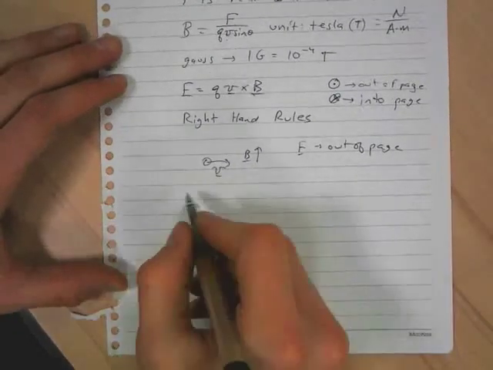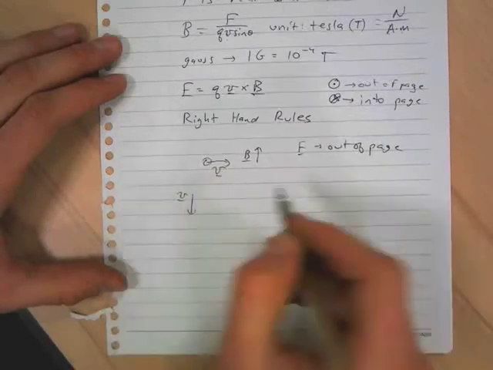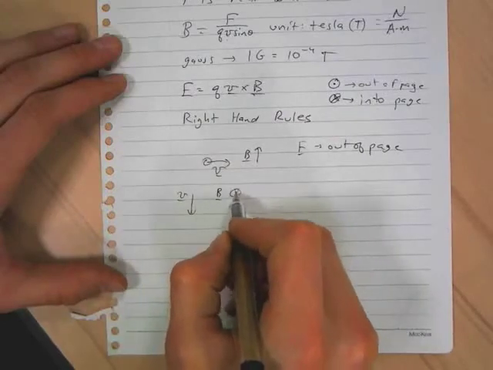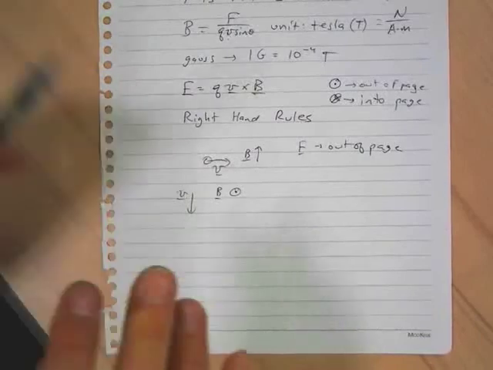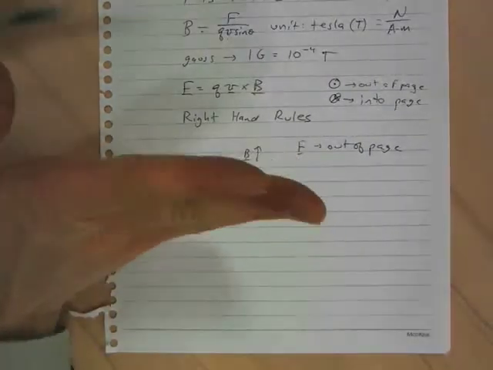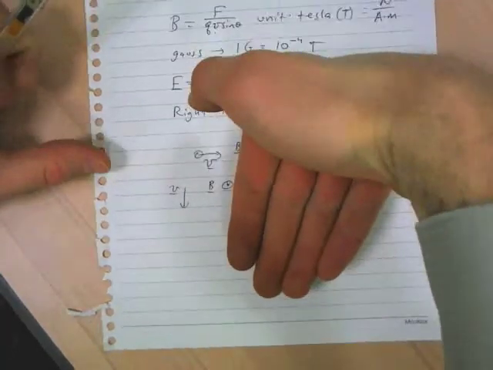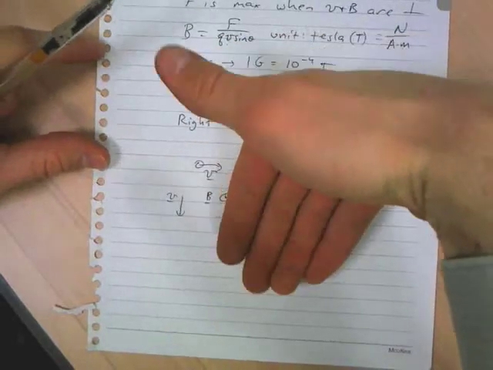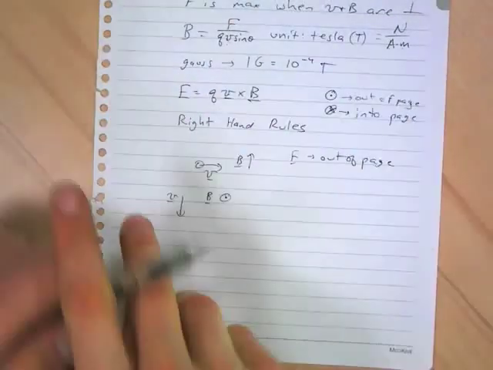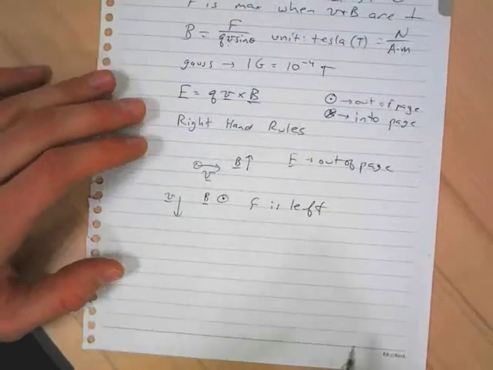Let's say we had a velocity going down and a B field coming out of the page. In that case, you have to contort your body a little bit, but you point your fingers in the direction of the velocity, which is downward, and then curl your fingers in the direction of the B field, which is out of the page. As you do that, your thumb points to the left. So in this case, the force is in the leftward direction.